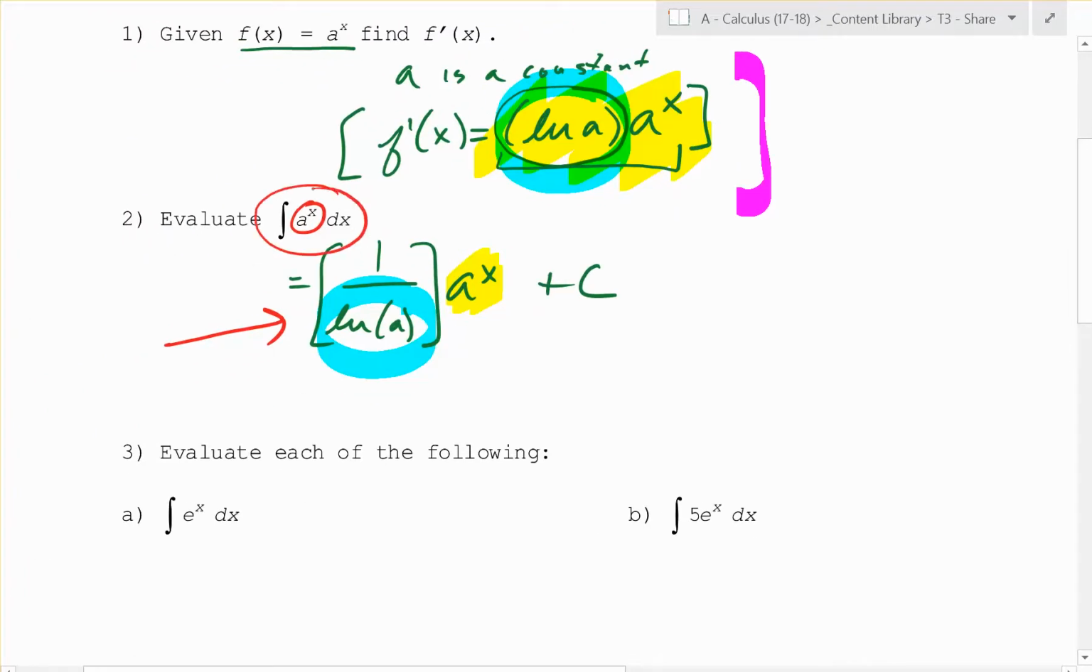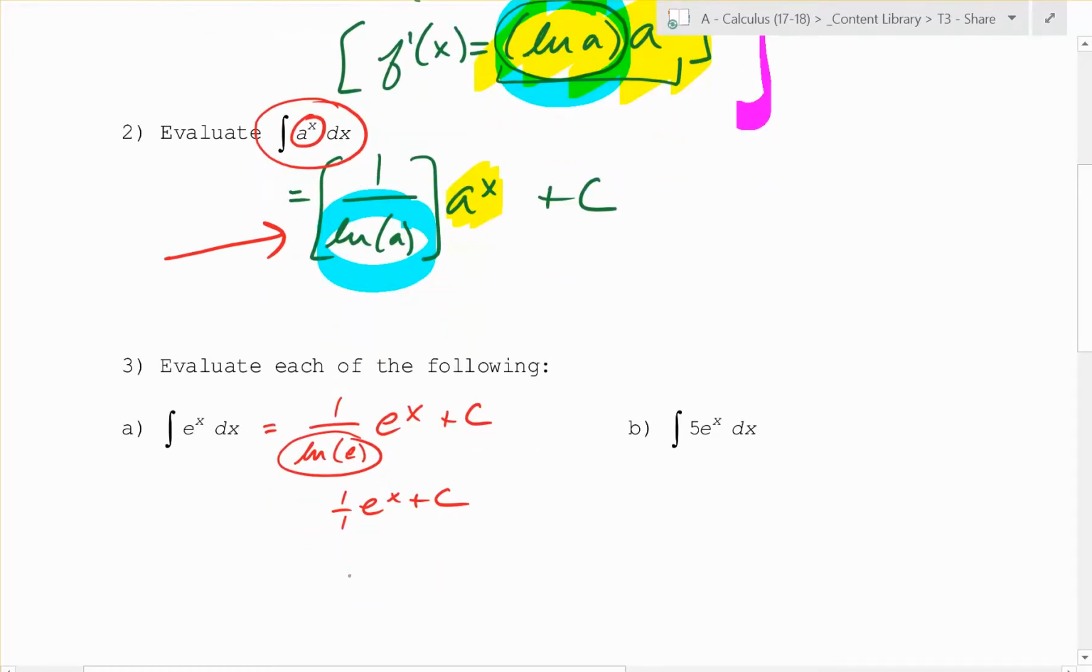Well, we need to use this formula right here. It tells us it's going to be 1 over ln of the constant, which is e, times e to the x plus c. But what is ln e? That's 1. So it's 1 over 1 times e to the x plus c. So the integral of e to the x is e to the x plus c.